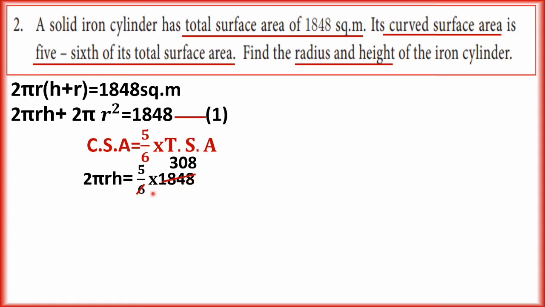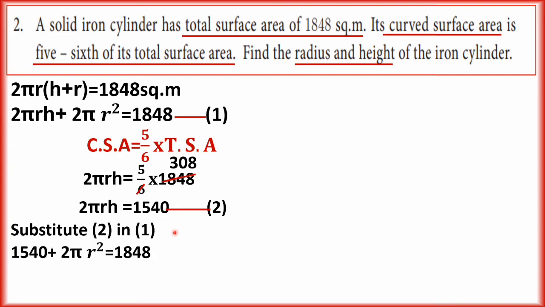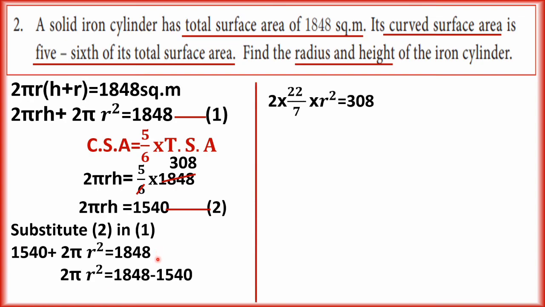Before simplifying these numbers, think about the basic operations in division. 2 pi r h equal to, multiplying these two numbers, we get 1540. That is equation number 2. Substitute this 2 in 1. What happened? 1540 plus 2 pi r square equal to 1848. Let us take this number 1540 to the right hand side. 2 pi r square equal to 308.